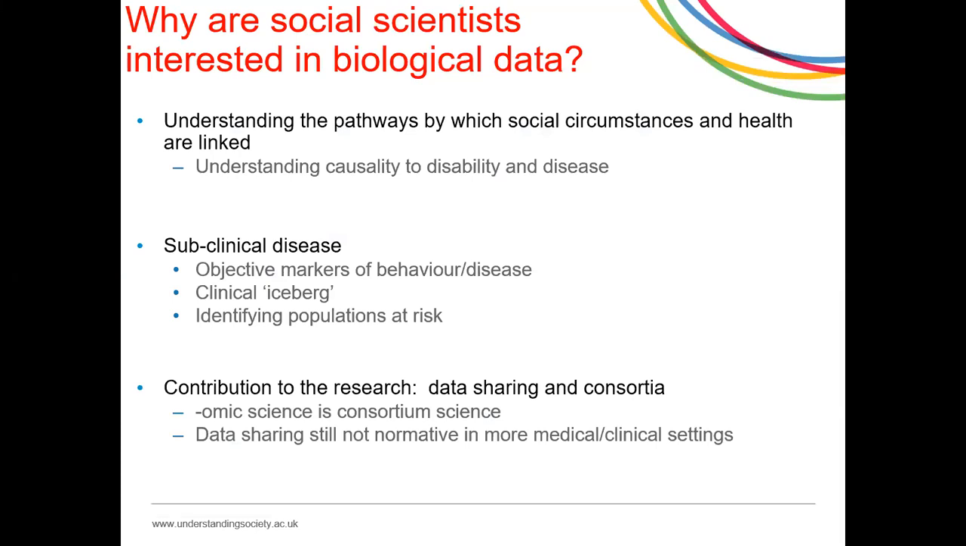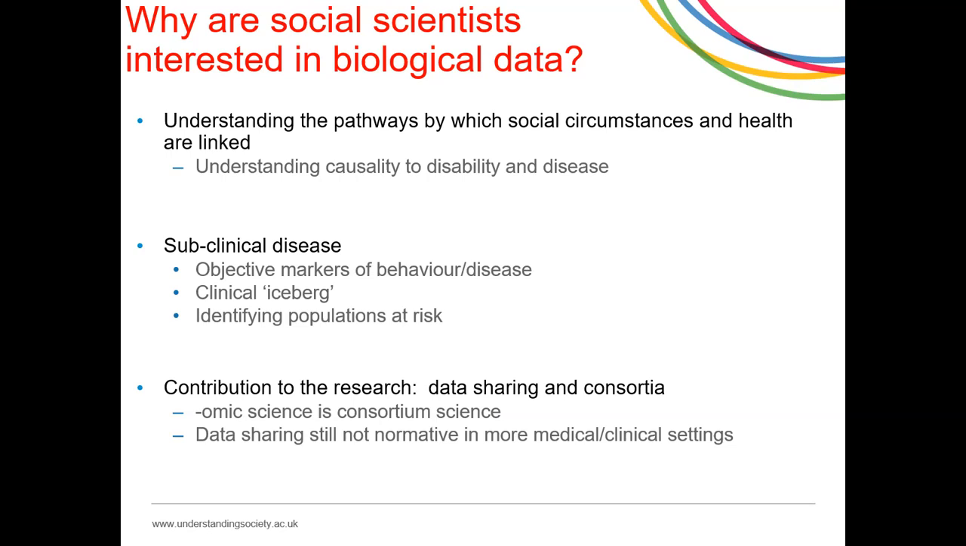So why would a social scientist be interested in biological data? As I mentioned, we focused on trying to understand the pathways by which social circumstances and health are linked. So really understanding what it is about the environment that might be impacting our health, which things, like pollution, might be working down one pathway, and occupation might be doing something else. So thinking through all of those different processes.